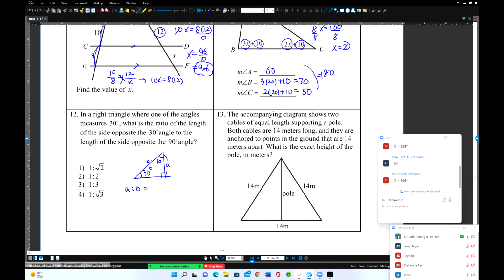But we know that there is a special right triangle, where the ratio between the three sides is fixed. If this is 2x, this is 1x, and this is x times the root 3. But x is cancelled out. We need just a ratio, right? So A is 1, B is 2, so 1 to 2 is the answer, okay?